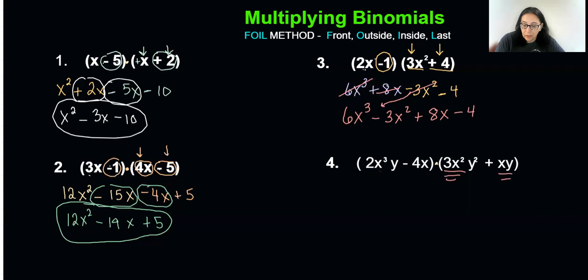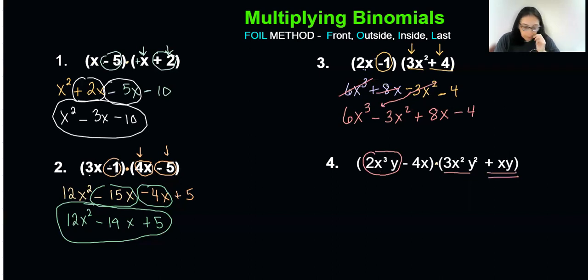I'm just not saying that. I think sometimes it's easier if you just look at it and don't worry about the FOIL. All right, here we go. So let's take a look. We're going to take this 2x cubed y to the 1, if you need to put the 1 there, do, and multiply it by this term and then by this term.